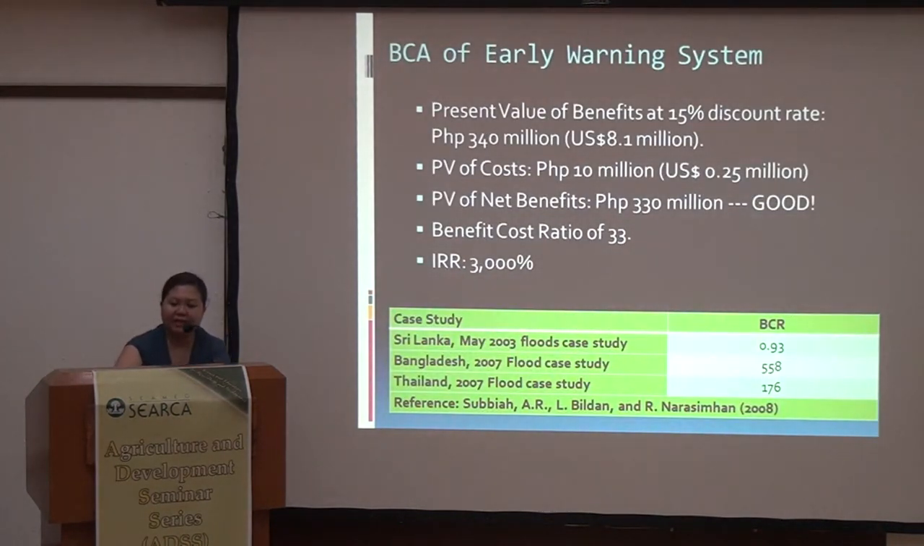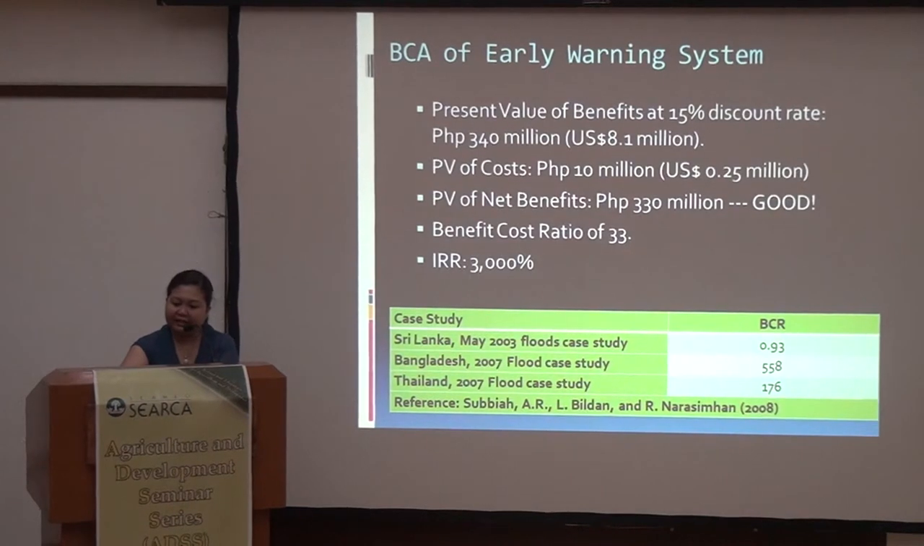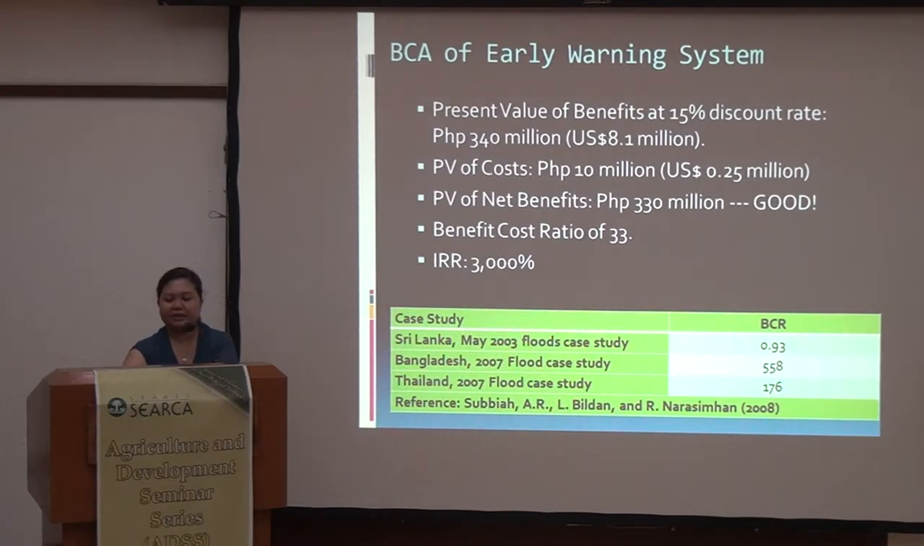So this is the benefit cost analysis. The present value of benefits at 15% discount rate is estimated to be 340 million, while the present value of cost is 10 million, which gives us a net present value of 330 million pesos, which tells us that the project is a good project. The benefit cost ratio is 33, and the internal rate of return is 3,000%.